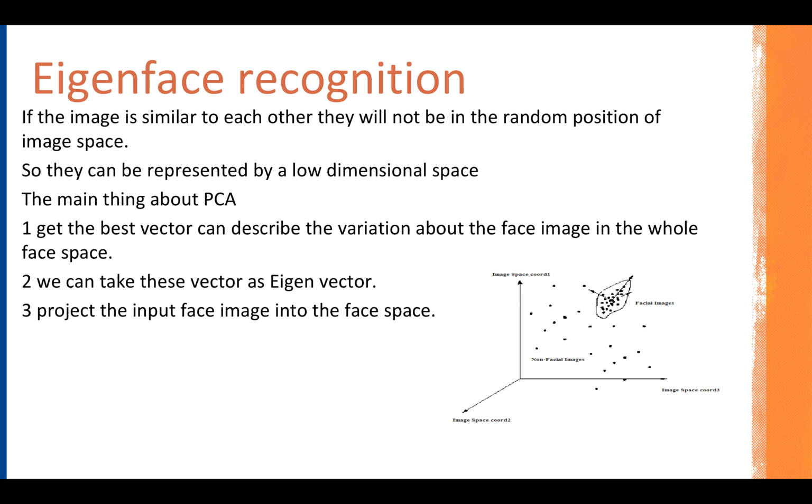In eigenface, we can see the picture here. If the images are similar to each other, they will not be in random positions of the image space, so they can be represented by a lower dimensional space. The main idea of PCA is, first, we get the best vectors that can describe the variation of the face images in the whole face space. Second, we take these vectors as eigenvectors. And third, we project the input face image into the face space.